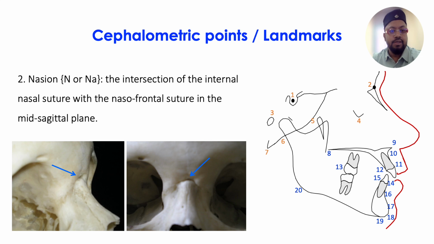Number 2 is the nasion. In short form, we write N. Sometimes we write Na. The intersection of the internal nasal suture with the nasofrontal suture in the mid-sagittal plane. You can see in the picture the depression point with the nasal bone and frontal bone in the cephalometric tracing number 2.